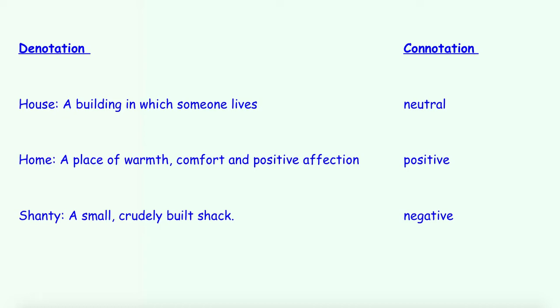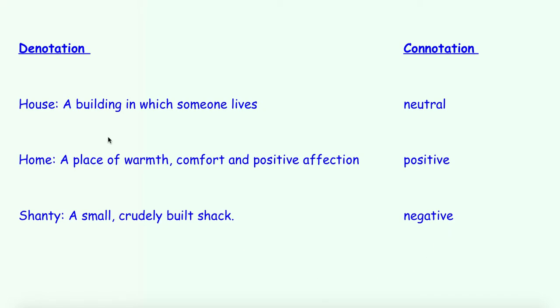So let's take a look at this. If we have a house, you know the denotation, the actual definition of it, is a building in which someone lives. And that means it's pretty neutral in its connotation. You don't have any emotion attached to the word house. But if I said home, or we looked at the word home, we might know that it is a place of warmth, comfort, and positive affection. And so the connotation for it is positive. But if I said, instead of the word house, the word shanty, you would think of a small, crudely built shack. And that connotation is actually negative.